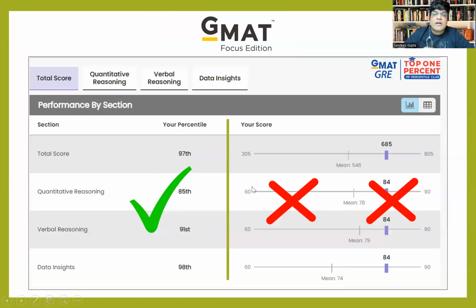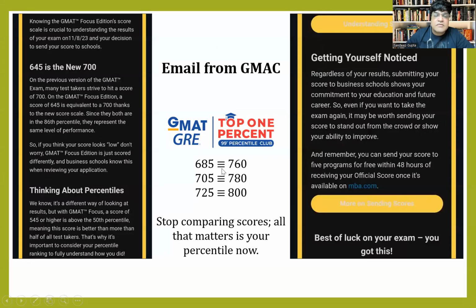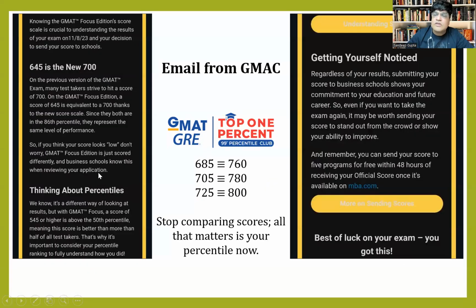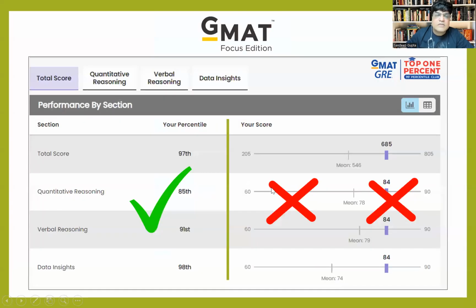So let's understand by an actual score report. What did I say? 685 is 760. So there is a score report of a student who recently got a 685 score, which means a 760 score. And this is designed by GMAT. This email has come from GMAT itself. You can very clearly see, and more on sending scores, mba.com. So we will not look at this column at all. This is not an important thing to look at. This 805, this 685, all this is not important. We will only look at the percentile, which is 97th in this case. That's it.